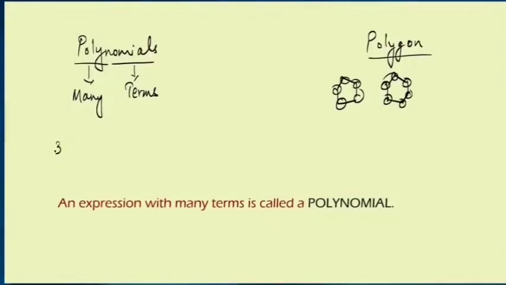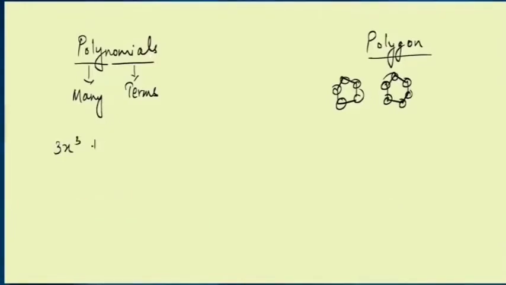So an algebraic expression having many terms, meaning more than 3 terms, is known as a polynomial. The simple thing is that an algebraic expression having more than 3 terms is called a polynomial. See one example: 3x cube plus 9x square minus 2x minus 7. It is an example, so it is a polynomial.